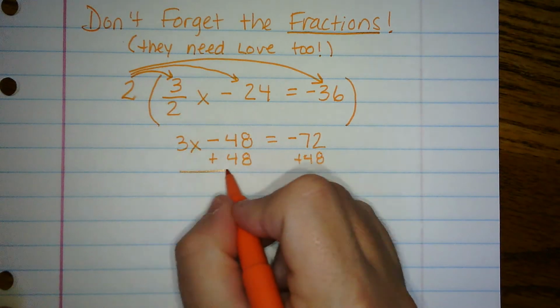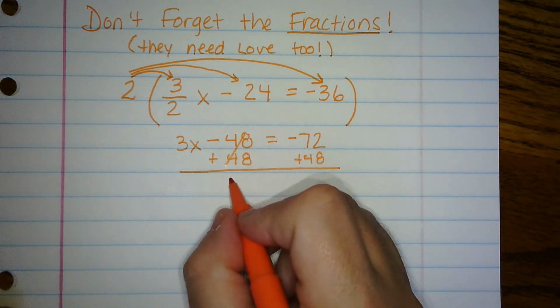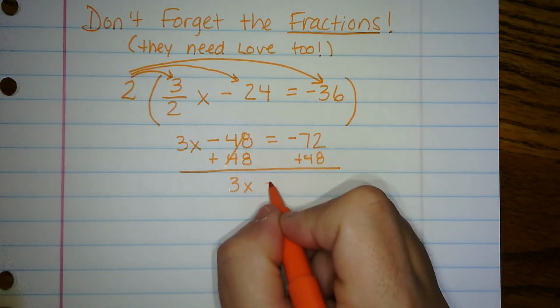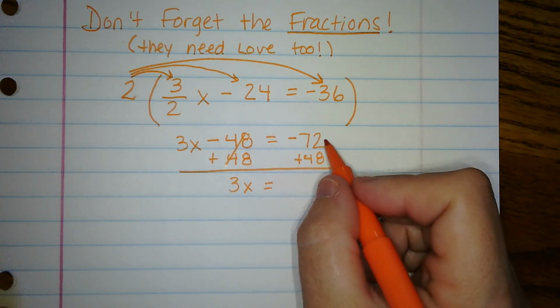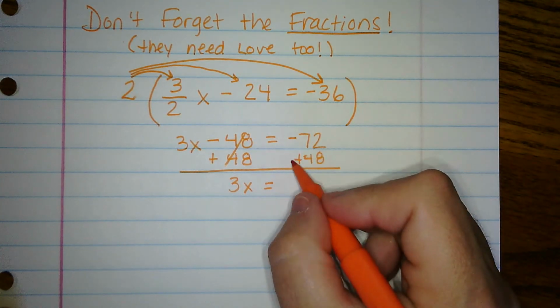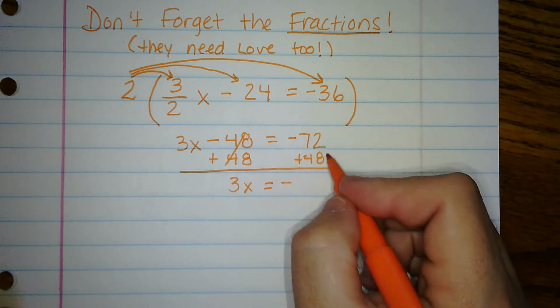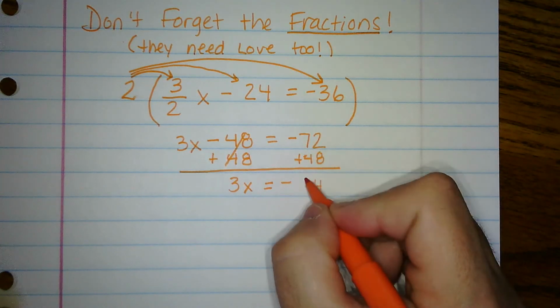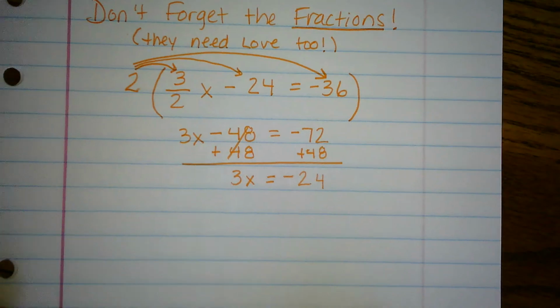Look at the work. This cancels. I'm going to bring down that 3x. I'm going to bring down my equals. And negative 72 plus 48. I know my negatives are going to be bigger. I'm going to subtract this. And I'm going to get negative 24.